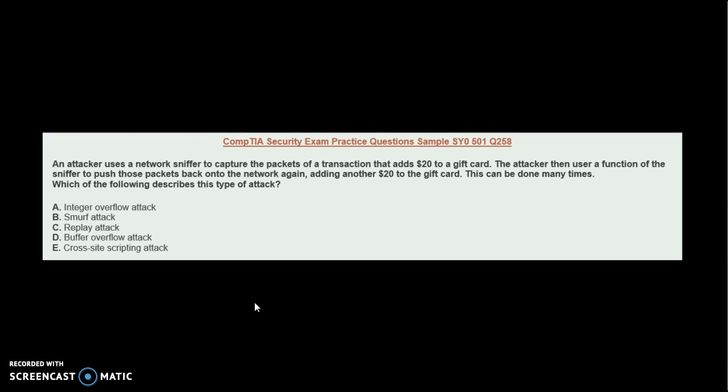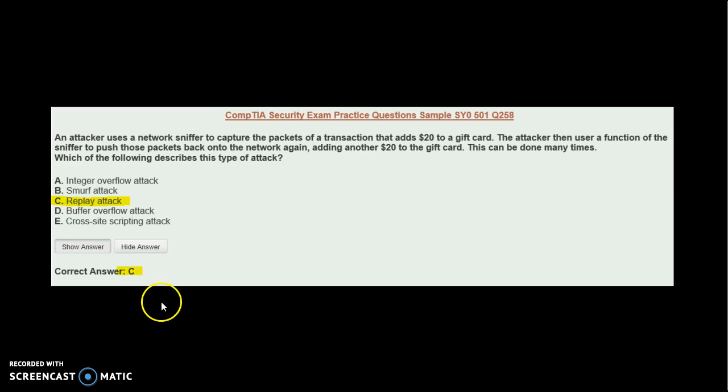Attacker uses a network sniffer to capture the packets of a transaction that adds $20 to a gift card. Attacker then uses a function of the sniffer to push those packets back onto the network again, adding another $20 to the gift card. This can be done many times. Which of the following describes this type of attack? It is a replay attack. It keeps on pushing the same thing over and over again, just adding $20 to the card.